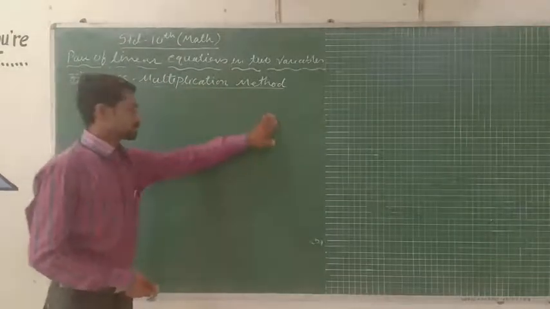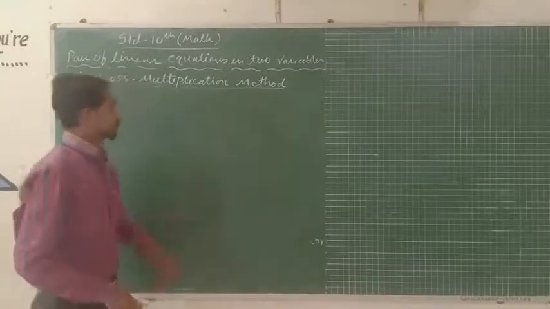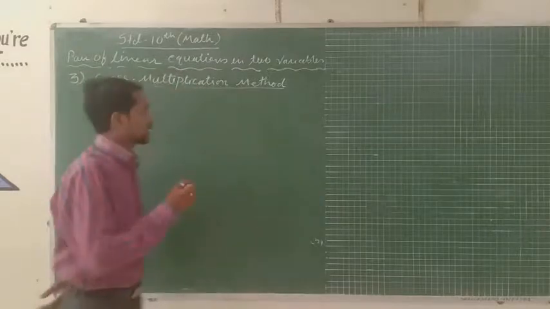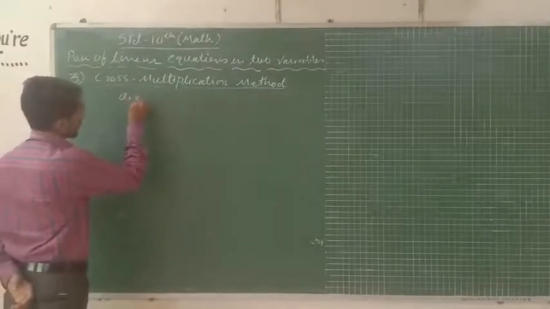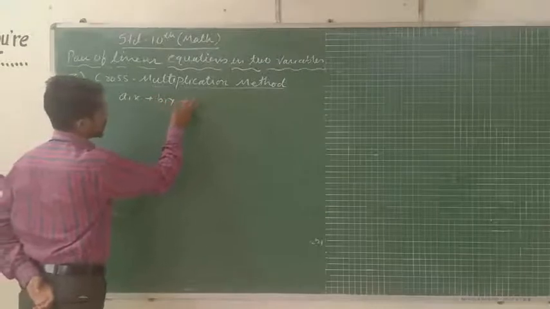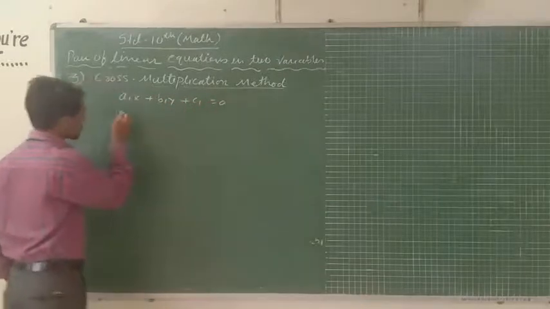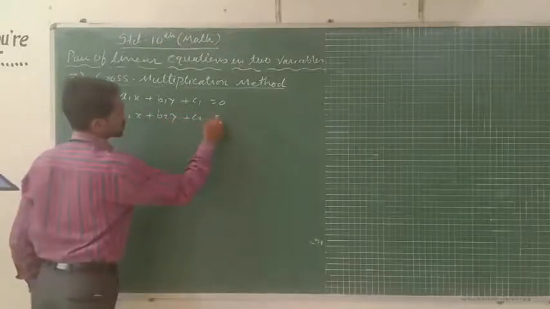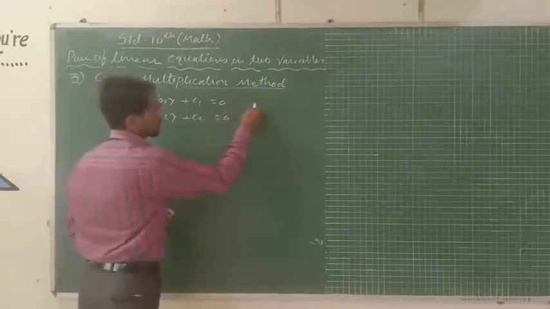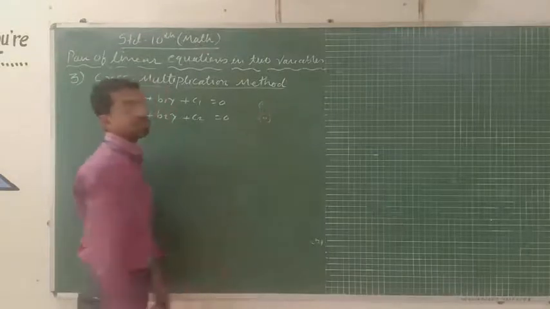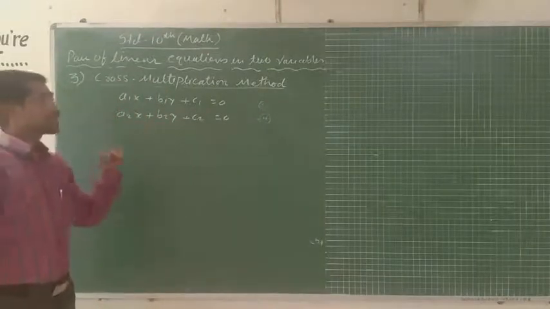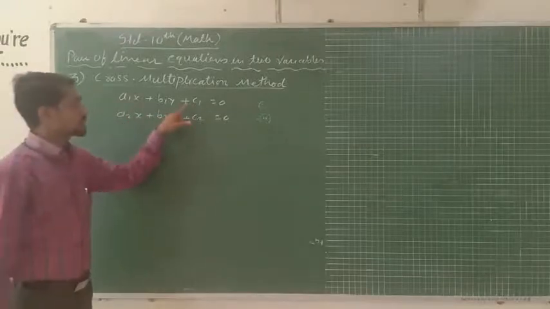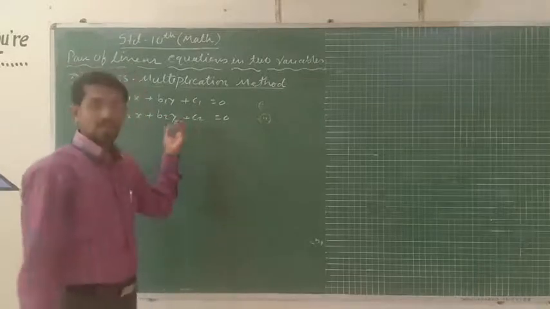Okay, see the basic introduction of this method. As we know, the standard form of linear equations in two variables is a1x plus b1y plus c1 is equal to 0 and a2x plus b2y plus c2 is equal to 0. These are our two equations, 1 and 2. This is the pair of equations in two variables. Here a1, a2, b1, b2, c1, c2 are real numbers.